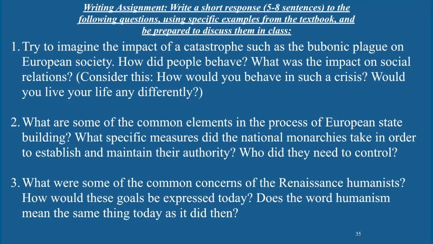Number two, what are some of the common elements in the process of European state building? What specific measures did the national monarchies take in order to establish and maintain their authority? Who do they need to control? And number three, what were some of the common concerns of the Renaissance humanists? How would these goals be expressed today? Does the word humanism mean the same thing today as it did then? No. You need to make sure you explain how it's different.